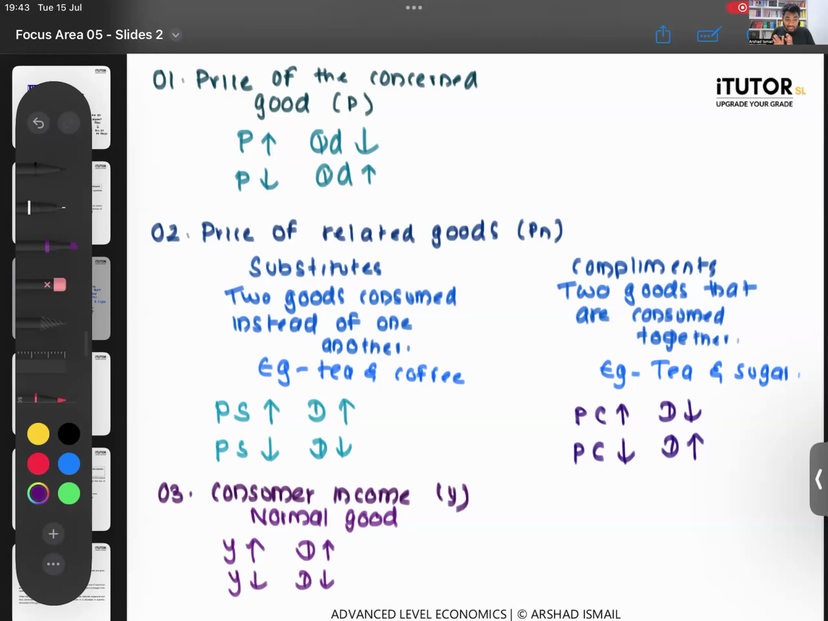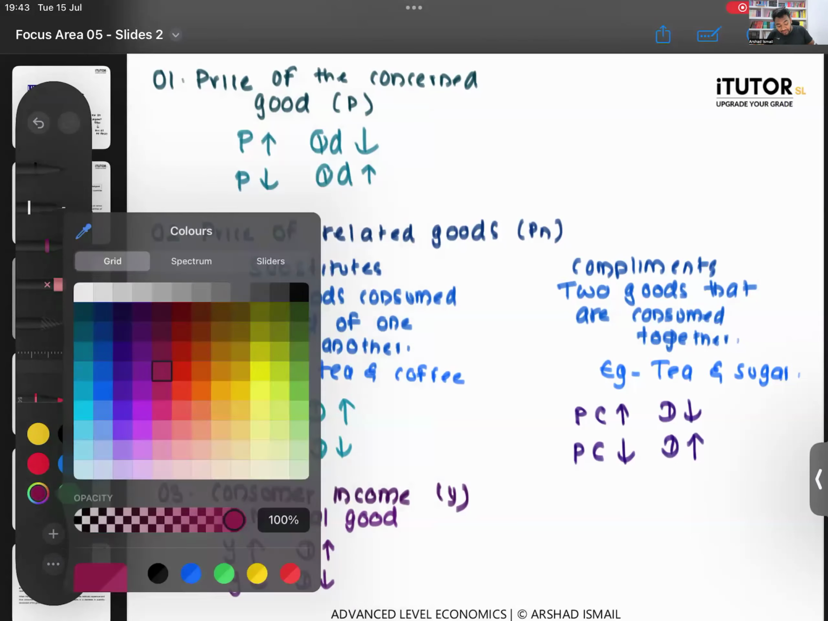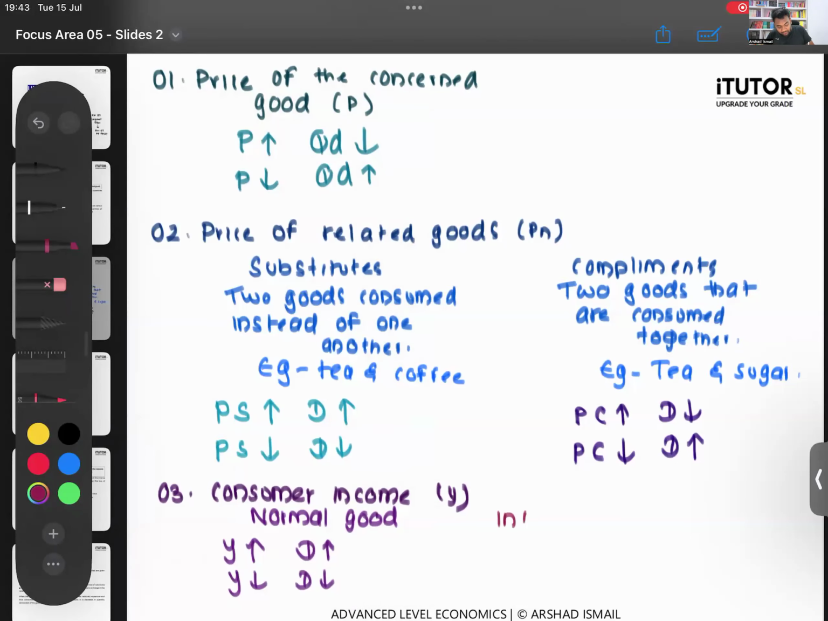So a normal good is a good that has a positive relationship between income and demand. If your income increases, you will buy more. Demand will increase. Income goes down, you will buy less. That's a normal good. But do all goods behave like this? When your income increases, does your demand always increase? Not really. There are certain goods that we call inferior goods. Now, for inferior goods, it works differently.